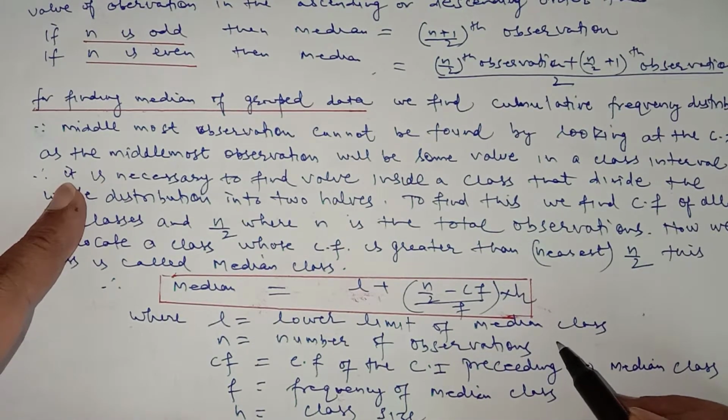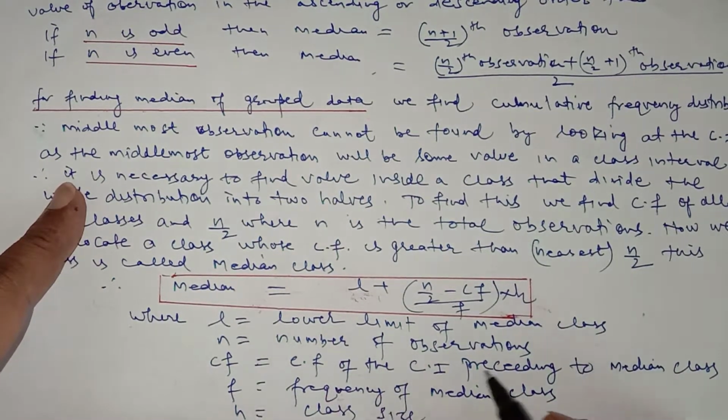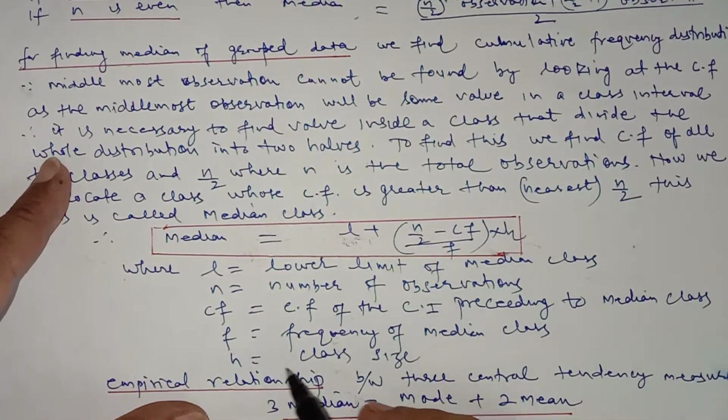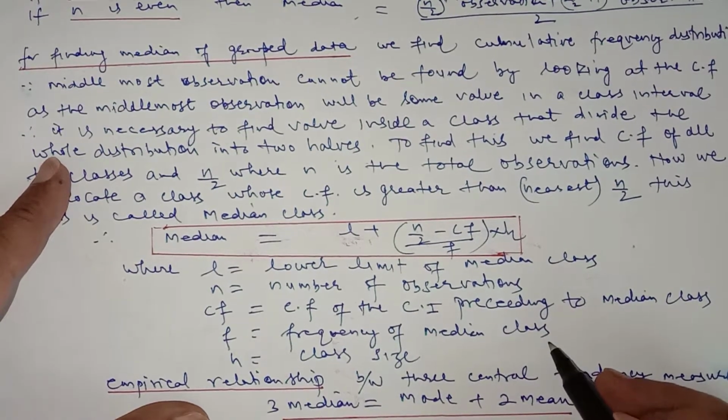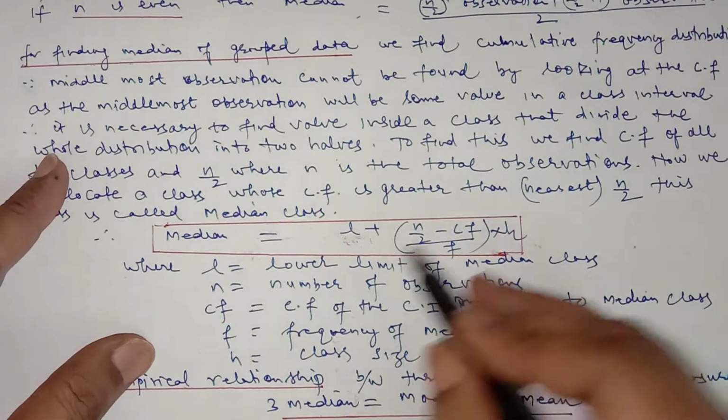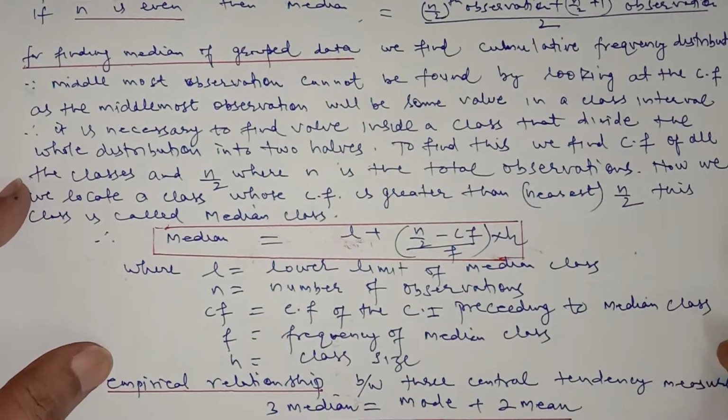First of all, you will find the median class. Then n is the total number of observations, and cumulative frequency CF is the cumulative frequency of the class interval preceding the median class. f is the frequency of the median class and h is the class size. So this is the formula to find the median of grouped data.